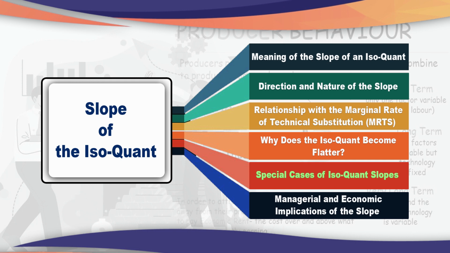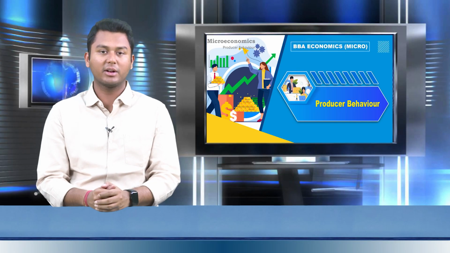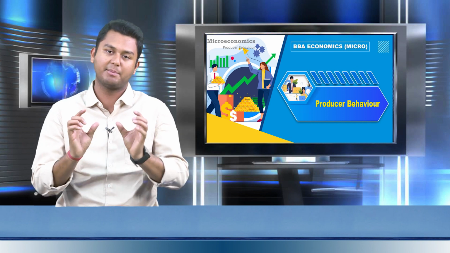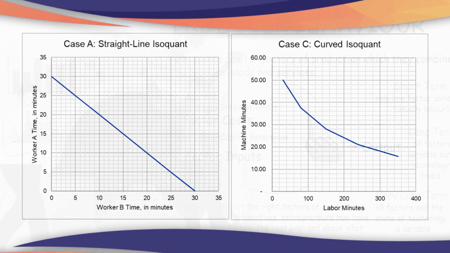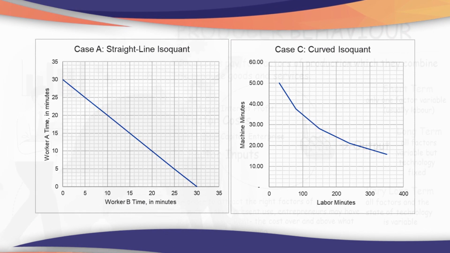Now, special cases of isoquant slopes are discussed. First is the straight line isoquant. As we have already seen, when inputs are perfect substitutes, that is, they can replace one another very effectively, then the isoquant is a straight line, meaning that inputs can be substituted at a constant rate. The slope remains the same throughout, that is, a fixed rate.